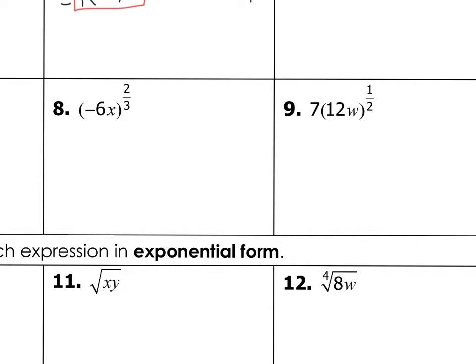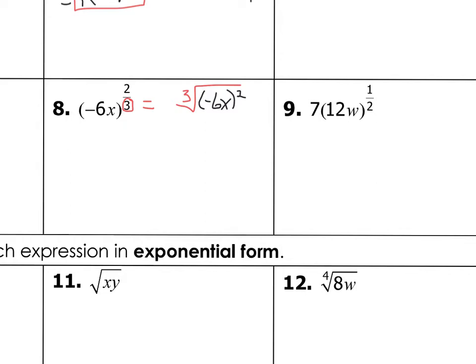All right, so for number 8, remember this is our whole base. So this right here, just the 3, is going to be our index. So I'm going to circle that index, and I'm going to put the 3 where it belongs. And then this entire base is raised to the 2nd power. So if I cover that up, you see negative 6x raised to the 2nd power. So that's what I'm going to put as the radicand, negative 6x raised to the 2nd power.